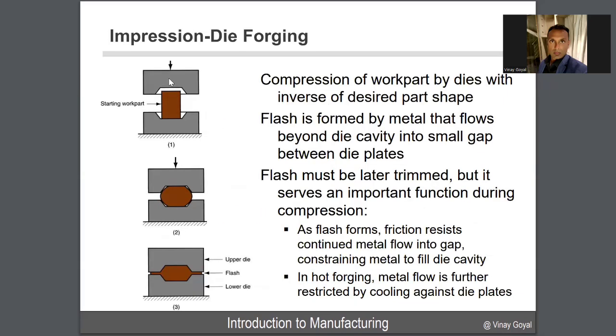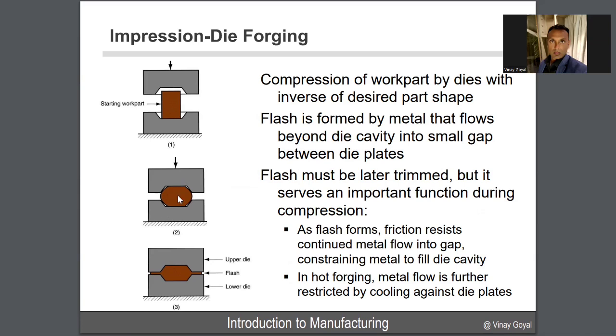With impression forging, which we talked about, the work part is compressed by dies with the inverse of the desired part shape. So you're going to have a die here that has the reverse shape of what you need. A flash is formed because the metal flows beyond the die cavity into the small gaps, because there's a gap here. As the part is compressed, you may need to trim the flash, but it could serve an important function, because as flash forms, the friction resists continued metal flow into the gap, and that's actually helpful. It constrains that metal into the die cavity.